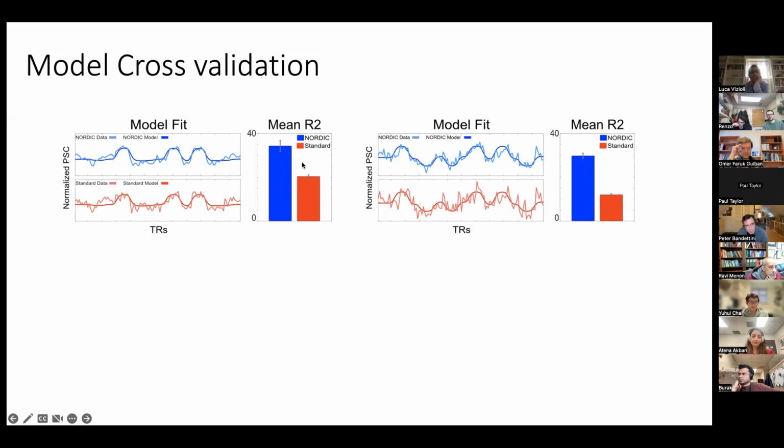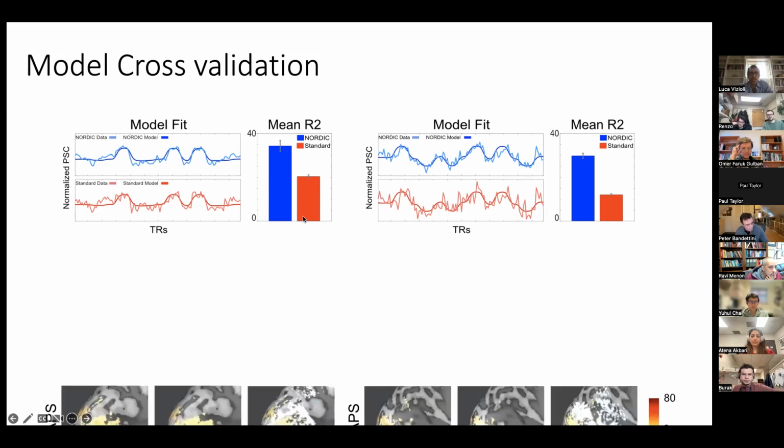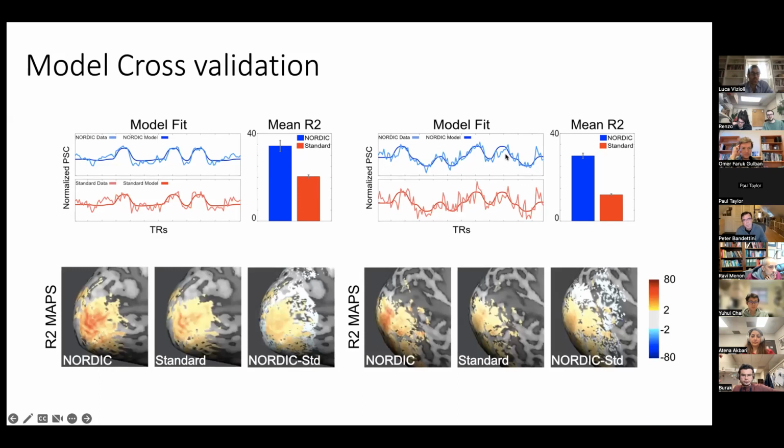Then these are summarized here in these bar plots, and we can see that the cross-validated variance explained by Nordic is significantly larger than that by standard data. And then if we look at the spatial distribution of this cross-validated variance explained, we see that it's not random, but is spatially localized in a meaningful portion of the cortex, and in this case in the retinotopic representation of the target. So again, leading us to believe that with Nordic we can have higher precision of response estimates.